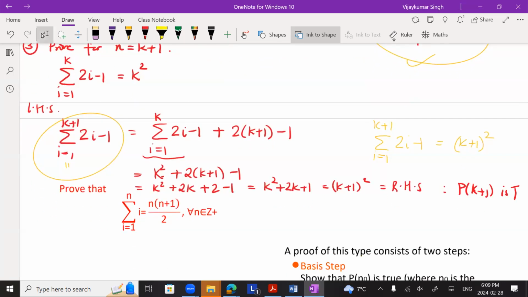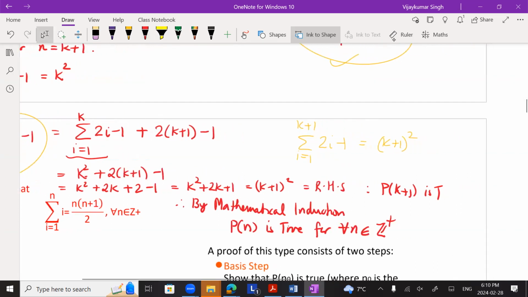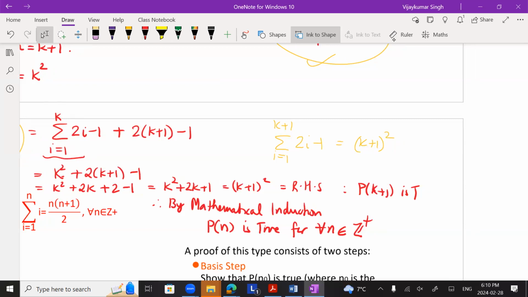Therefore, by mathematical induction, P(n) is true for all n. Well, in our case, what is our space? Our space is Z. So these are the steps of mathematical induction. Does it make sense?